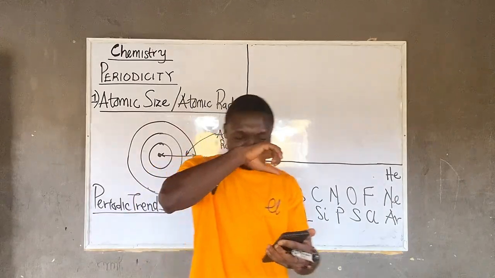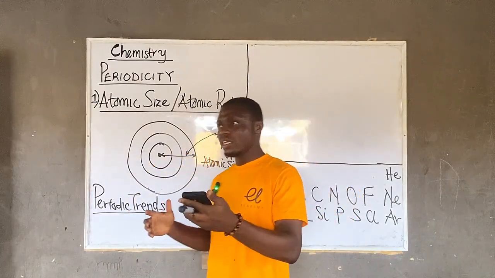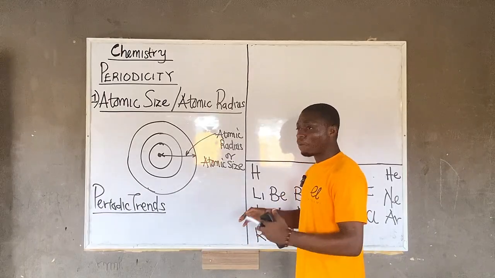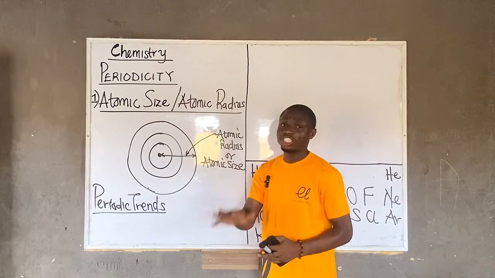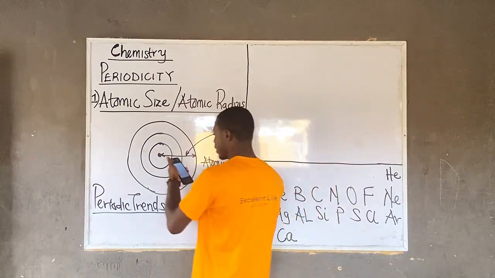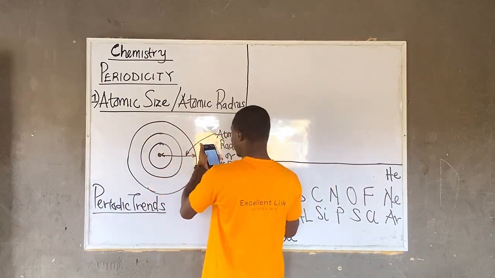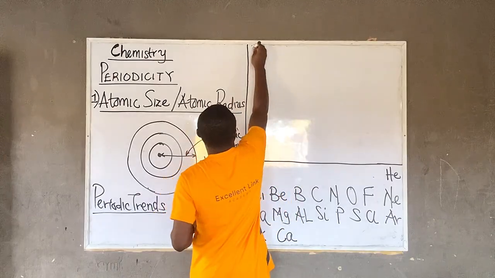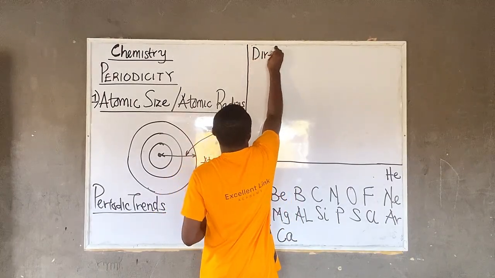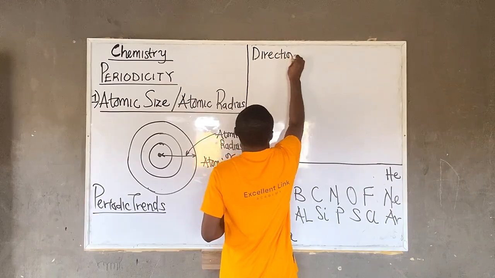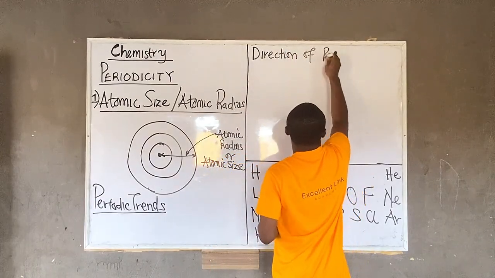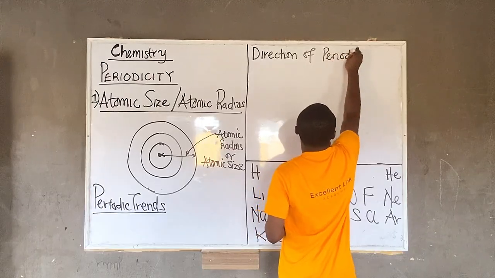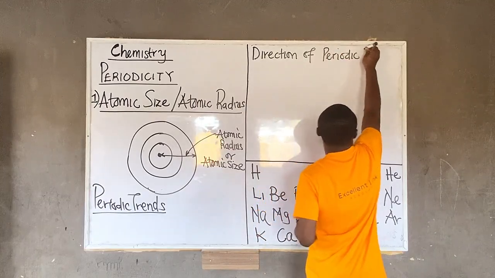At this junction, I want to explain this periodic trend before we start establishing them for each property. Let's look at the direction of periodic trends.